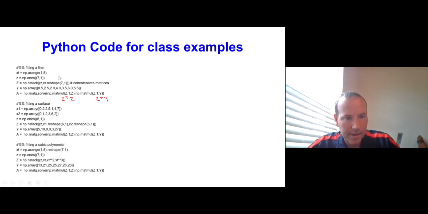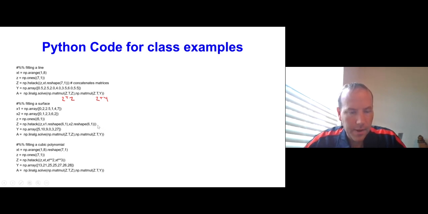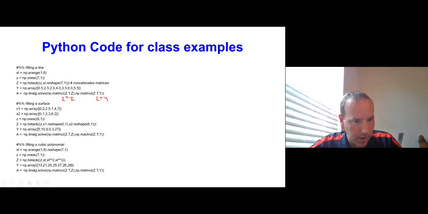In the next example, this is a little bit different in that we had 2 independent variables, so that's why we set up an x1 and an x2. And so when we stack them together to create the Z matrix, we have one column of 1s, one column of x1s, and one column of x2s. And then again we have the y values right here, and it's really the same solution right here.